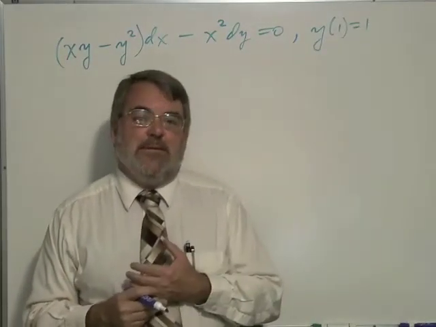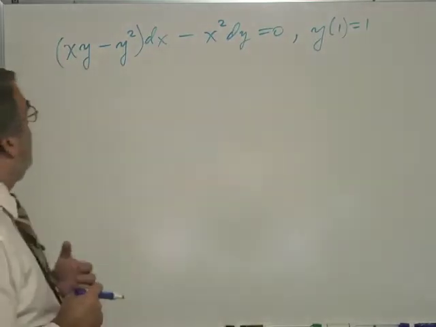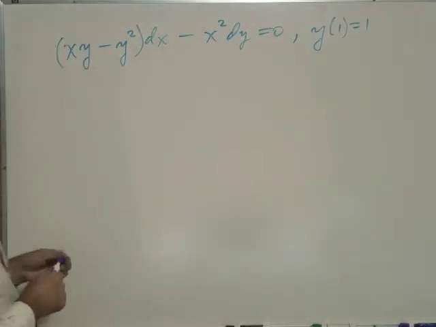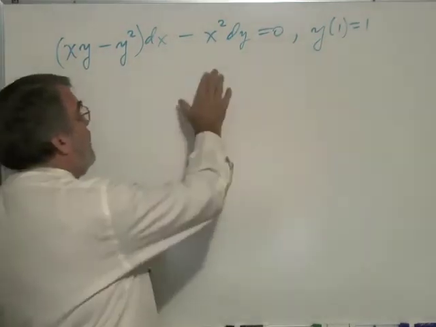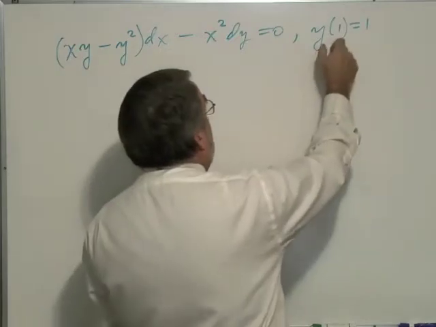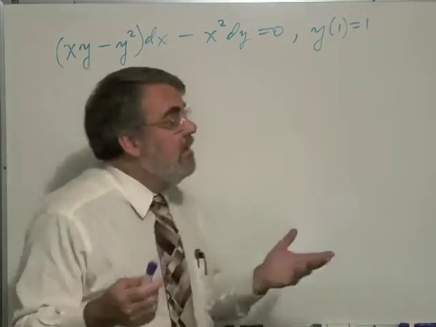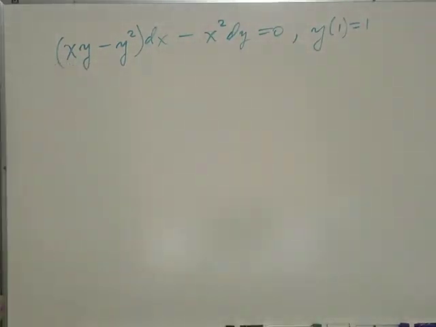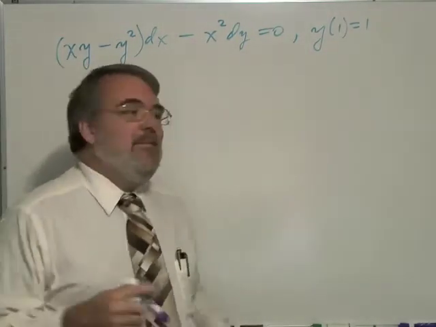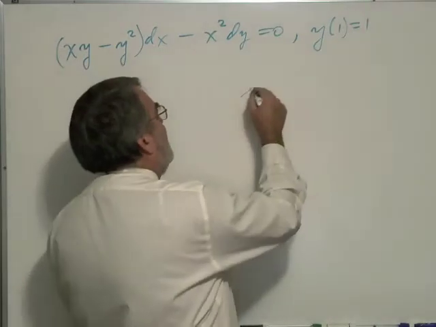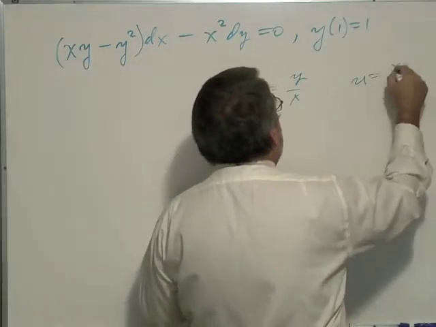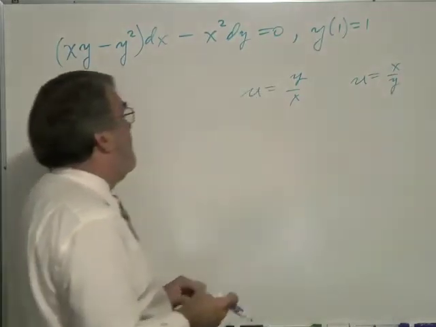Here is problem number 15 on page 61. Here's how it reads: (xy - y^2) dx - x^2 dy = 0, with the initial condition y(1) = 1. So it's an initial condition problem. Well, as we found out, we have a choice of what we let u equal to. We could let u equal y/x, or u equal x/y.